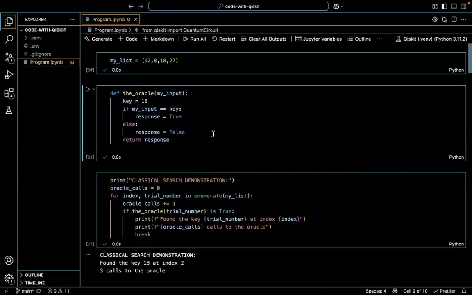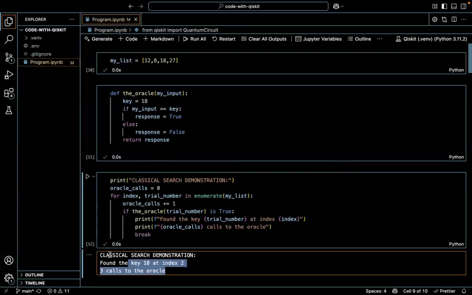First, let's examine how a classical computer solves this search problem. Without any prior knowledge about the list structure, the only approach available is to check each element sequentially until we find our target, essentially a brute force approach. As we can see in the output here, we found 18 at index 2, requiring 3 oracle calls. This linear approach is fundamentally limited. With n items, we need O(n) checks on average, meaning the search time grows directly proportional to the size of the dataset.